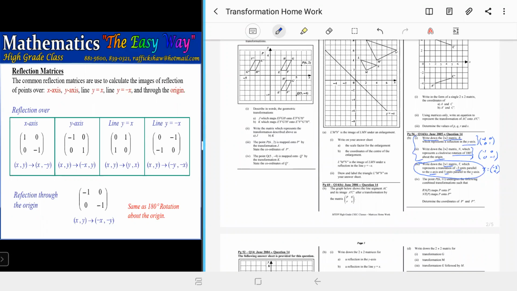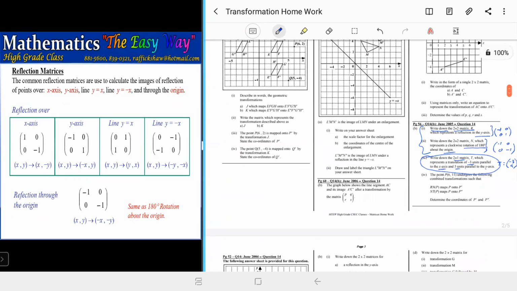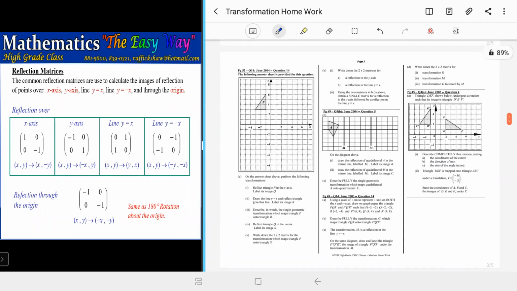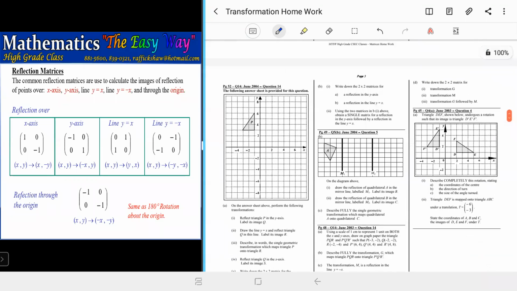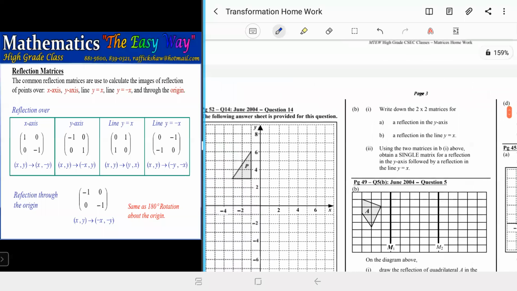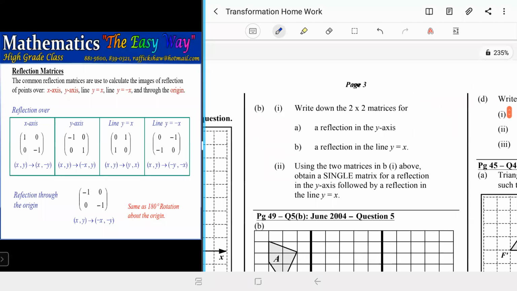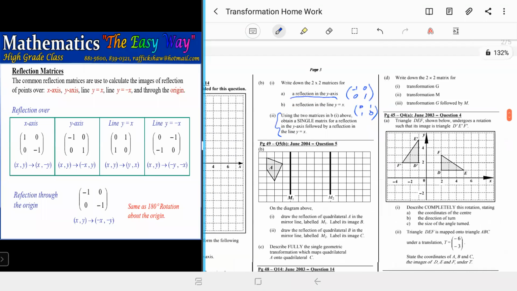Another example here. Write down the 2 by 2 matrix for reflection in the y-axis. See there again? -1, 0, 0, 1. Write down the 2 by 2 matrix for reflection in the line y equals x. See there? 0, 1, 1, 0. That's it. Just write them down. And then we're going to learn later on how to do that. I'm just showing you that they actually ask you these things in the exam.